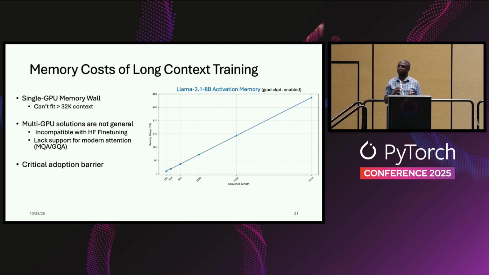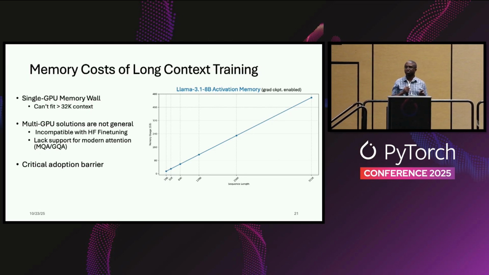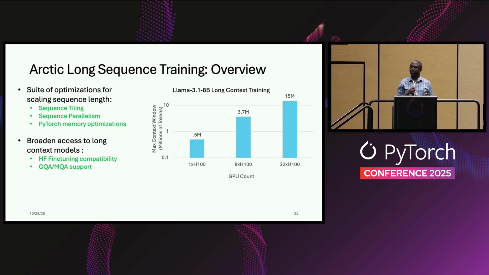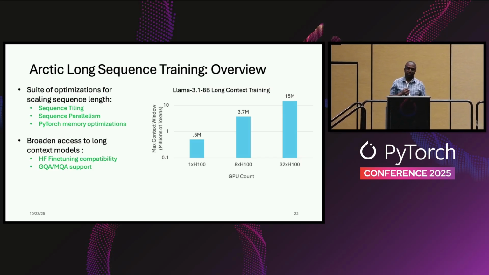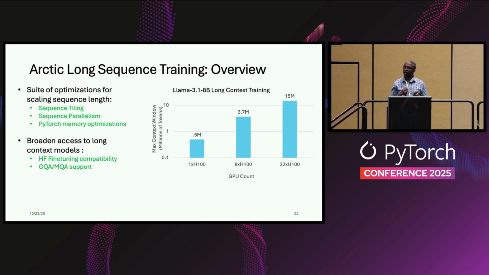And secondly, they don't support the more modern attention. So it works well with multi-head attention, but not something like group query attention or MQA. And so to address that, we created Arctic Long Sequence Training. And so the key point there is a suite of optimizations for helping you to scale your context window.